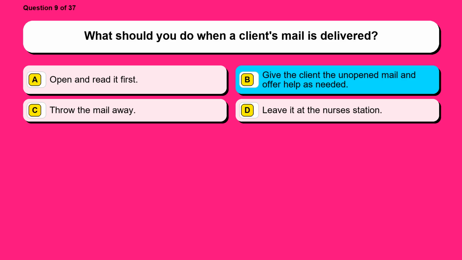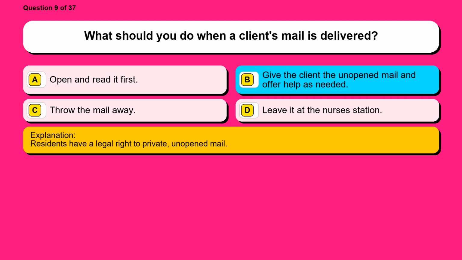The correct answer is option B. Give the client the unopened mail and offer help as needed. Residents have a legal right to private, unopened mail.